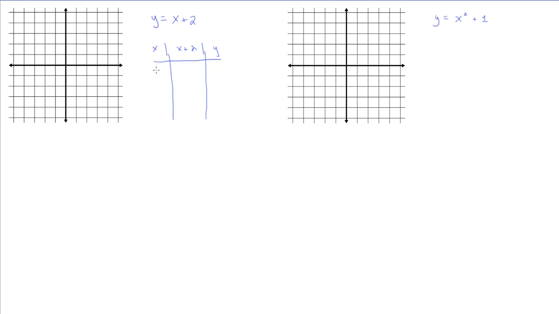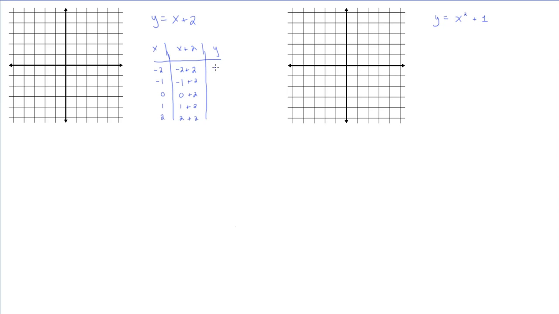So we've got, let's do -2, -1, 0, 1, and 2. And again, we're going to plug in x into our equation. So we have -2, our expression really, -2 plus 2, right? And then we have -1 plus 2. We have 0 plus 2. We have 1 plus 2. And then we have 2 plus 2.